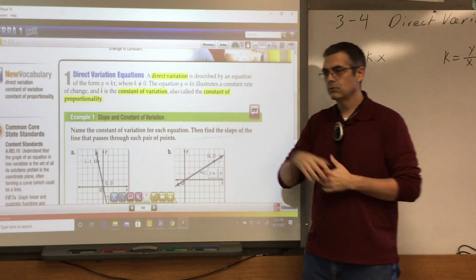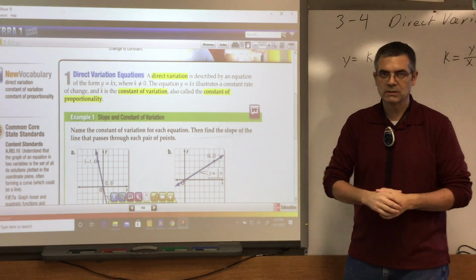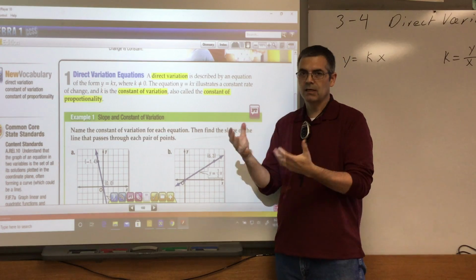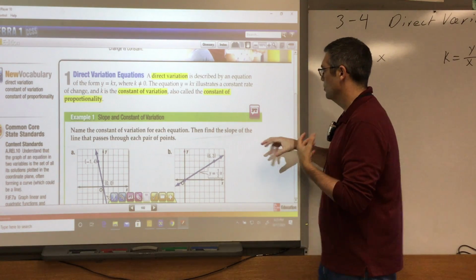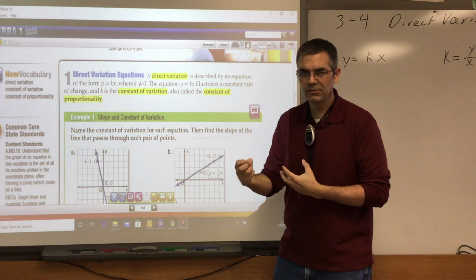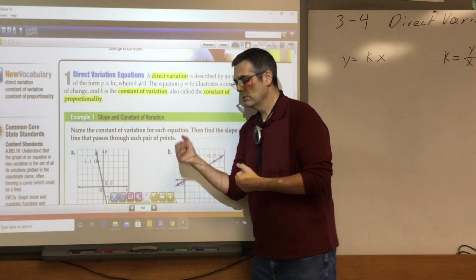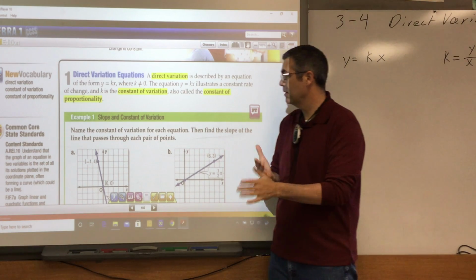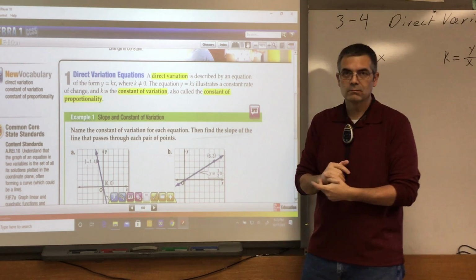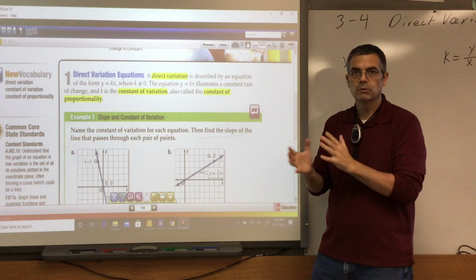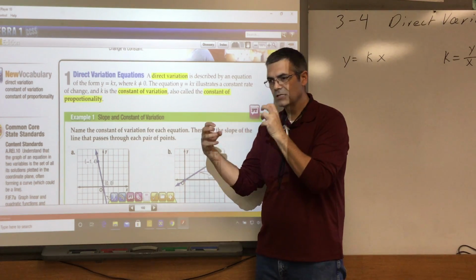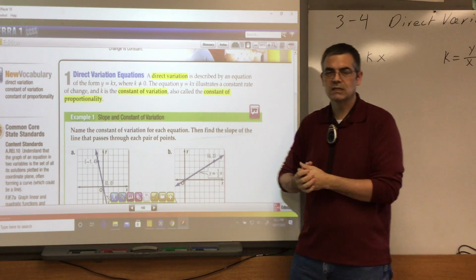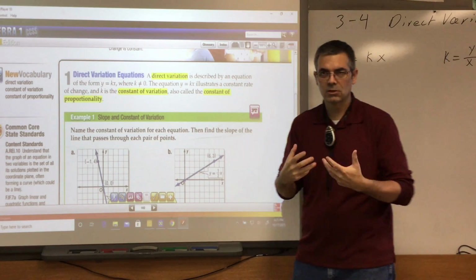All right, so you have all these different ways that they represent it, but in all reality, it comes down to the same thing. So don't get bogged down in the terminology here. Understand that they're talking about the constant of proportionality, constant of variation. They're talking about slope. So if you can make those connections when you see it, it's not as daunting to go through.